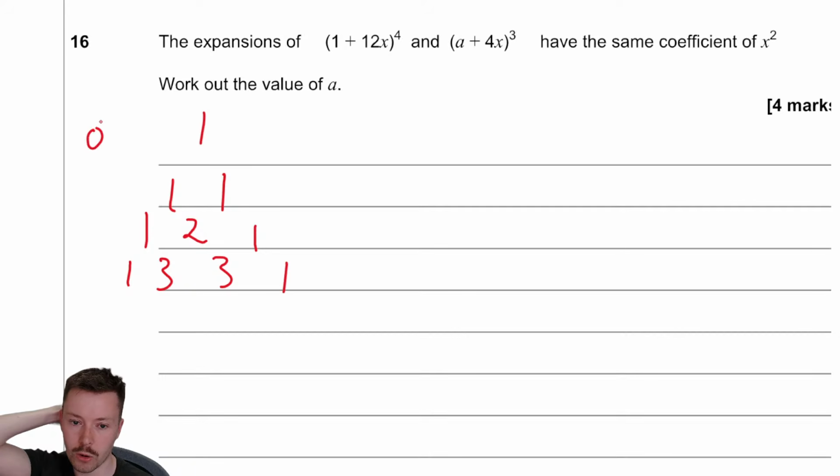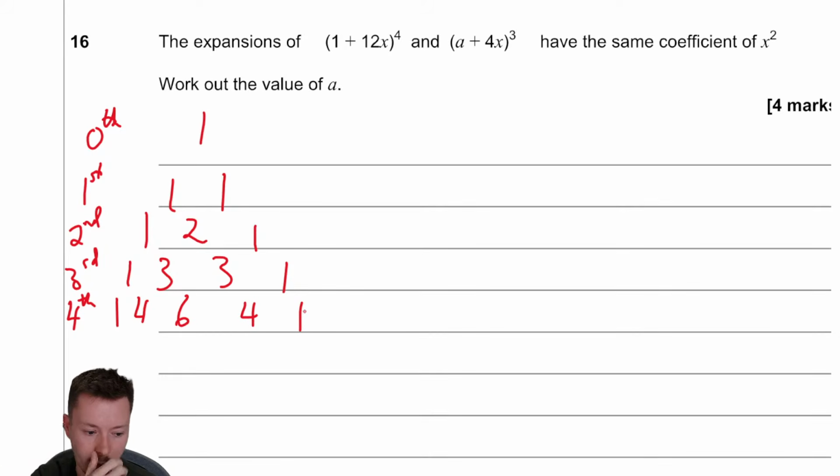So this is like the 0th row. If you have anything to the power of 0, it gives you 1. This is the first row, second row, third row, and then we do need the fourth row. So 1 add 3 is 4, 3 add 3 is 6, 3 add 1 is 4, and then we get 1 there.